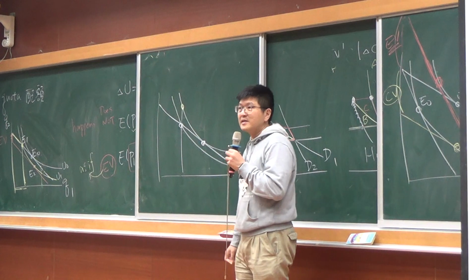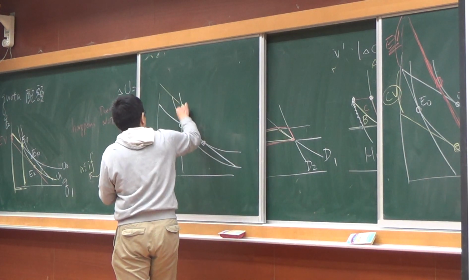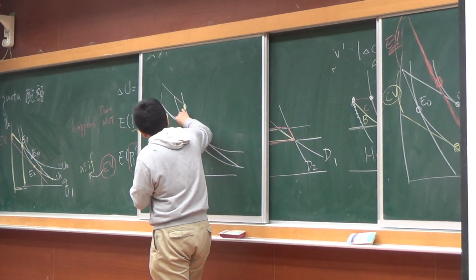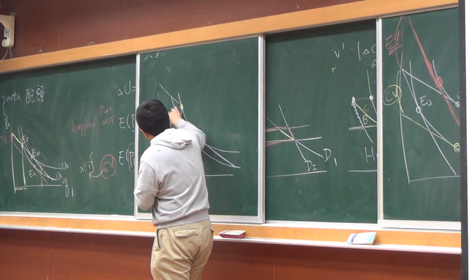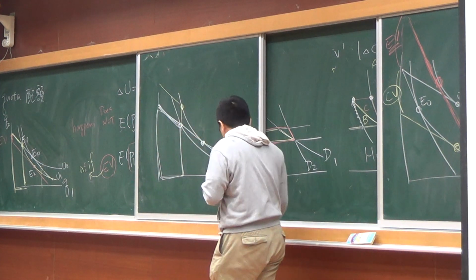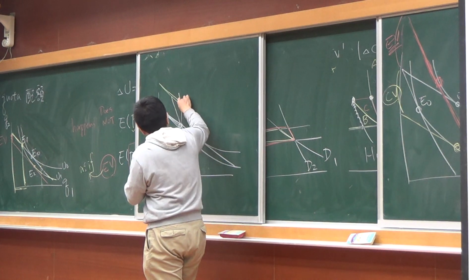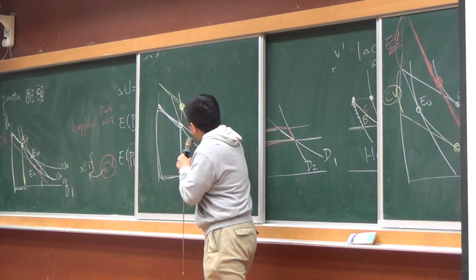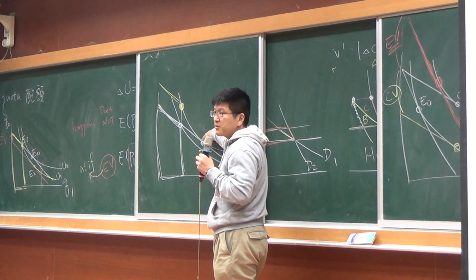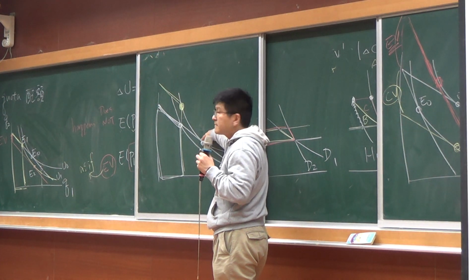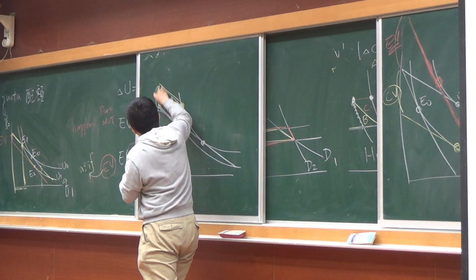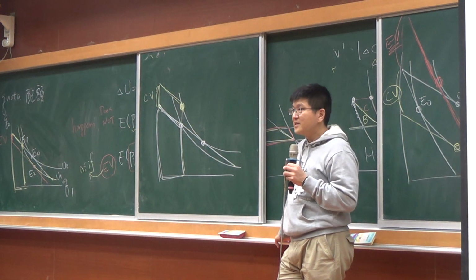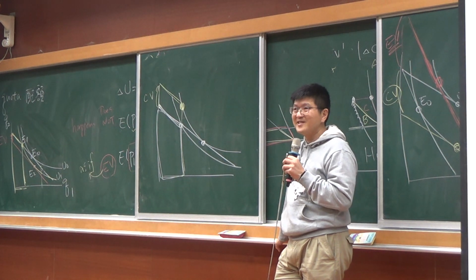This point, right? Without any compensation, your budget set would be this. But if I compensate you, make you consume at this point, then this point will make you feel as good as before, right? And this part would be CV. Do you understand what I'm talking about?